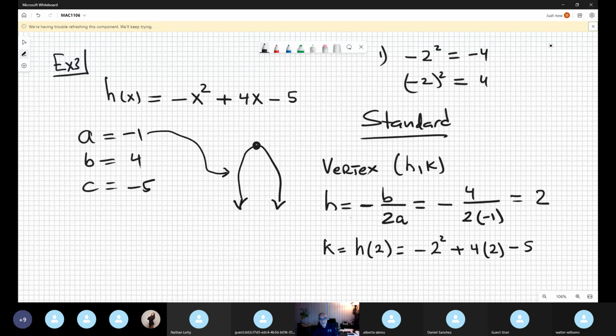Because -2 times -2 is positive, minus times minus is positive. In this case, no. In this case, it's -4. Exactly like this. Plus 8, minus 5. So -1, because -4 and positive 8 is +4, and +4 minus 5 is -1. Okay, so our famous vertex is located at the point 2, -1. I also know that the parabola opens down.